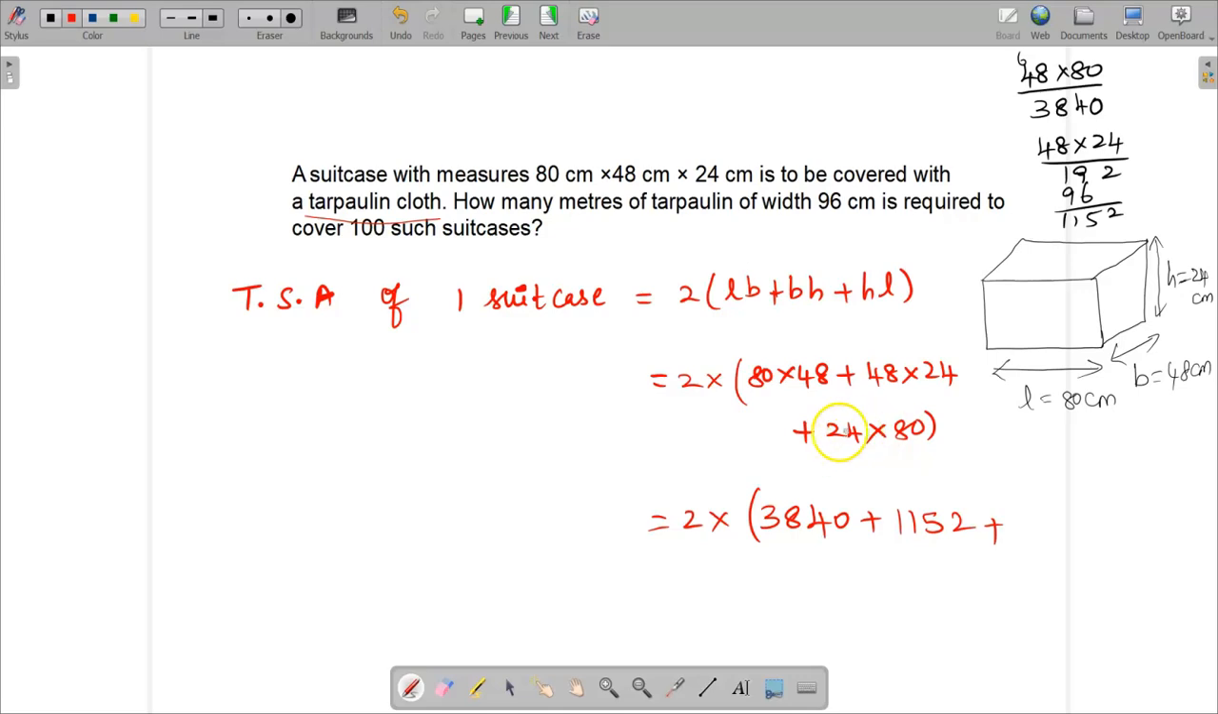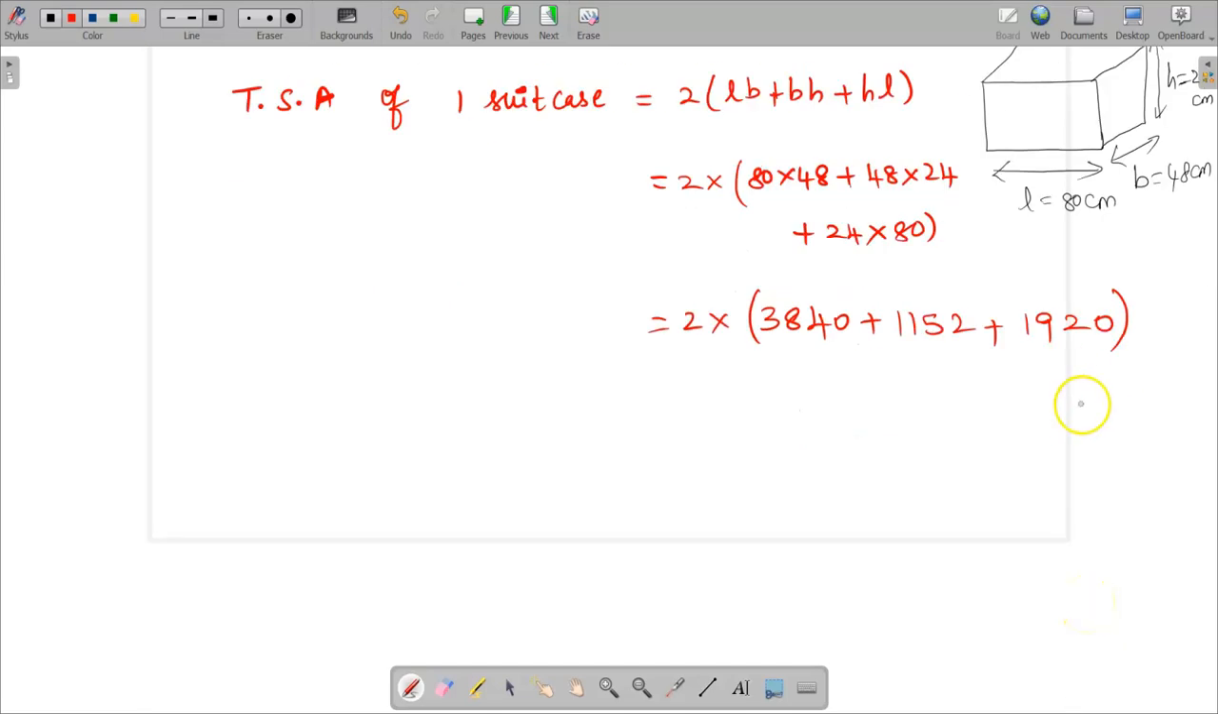And then 24 into 80. 8 4s are 32 and you have 3 carry. 8 2s are 16, 16 plus 3 is 19, and then put the 0 as it is. So it is 1920. Add all 3 values: 3840 and 1152 and 1920. Adding them, it is 2, and then 11, and 9 plus 1 is 10, 10 plus 9 is 19, and 3 plus 3 is 6.